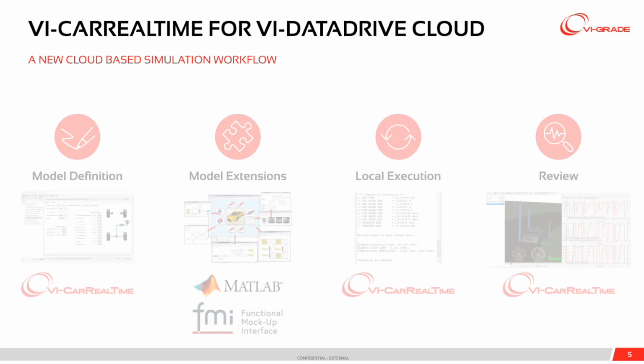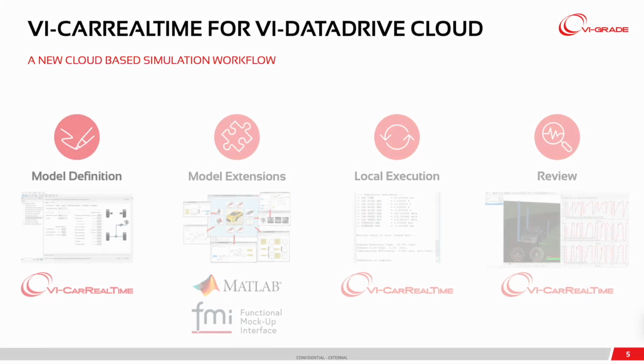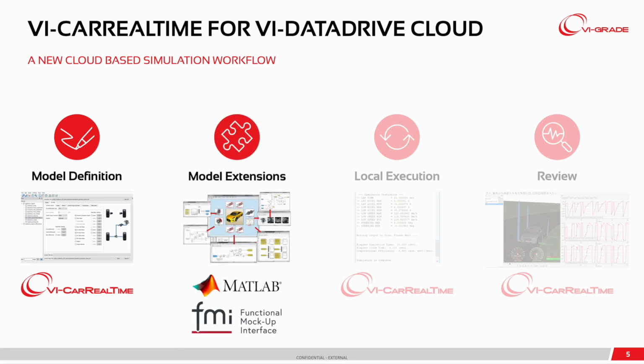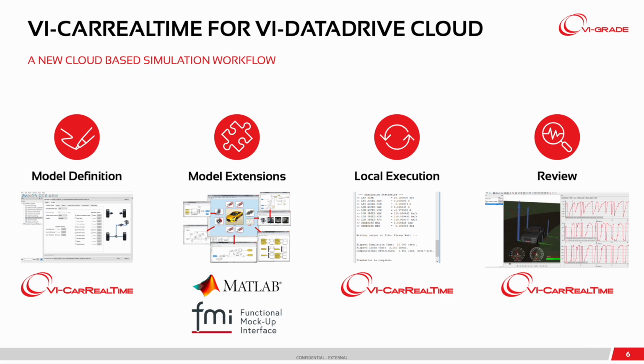A conventional desktop-based workflow is made up of a model definition, when you put all your data together, and a model extension, typically a co-simulation with MATLAB Simulink for the automotive industry, but it could also use the Functional Mockup Interface and FMU models. Then you move to a local execution of your model, you submit your simulation, and finally you review your data. Now all this can be switched to a cloud-based workflow.